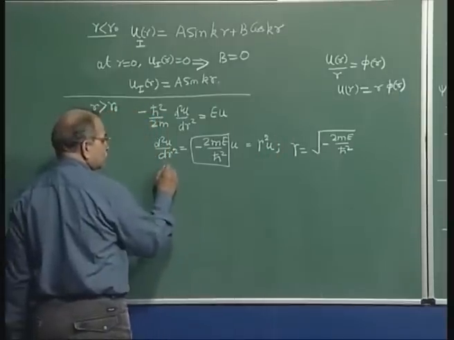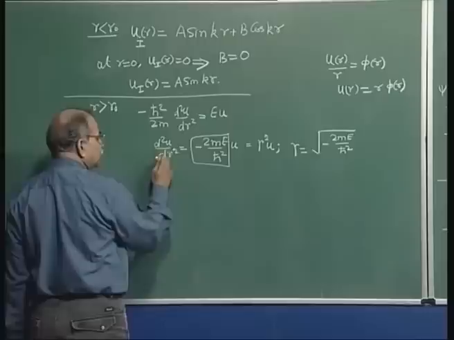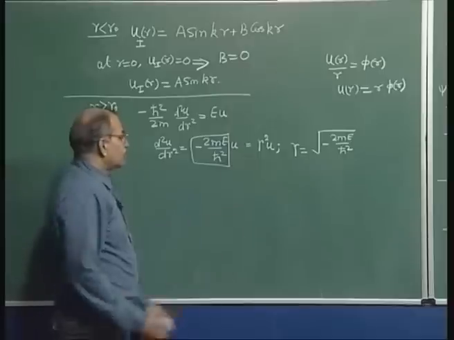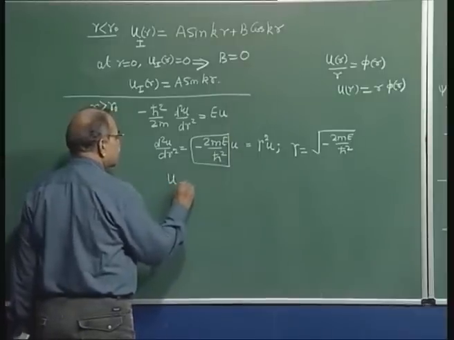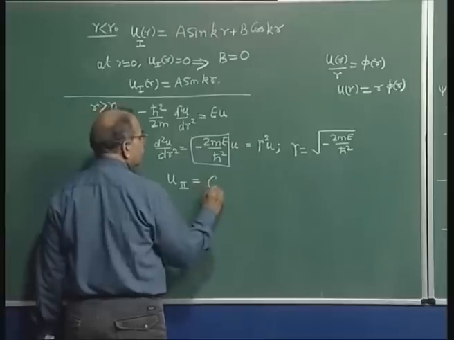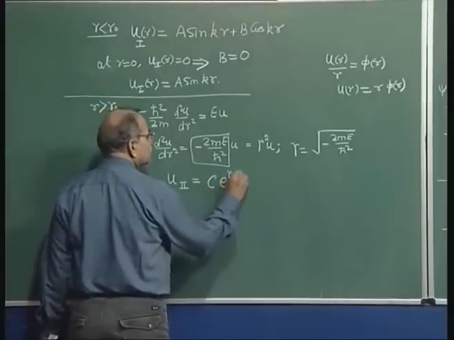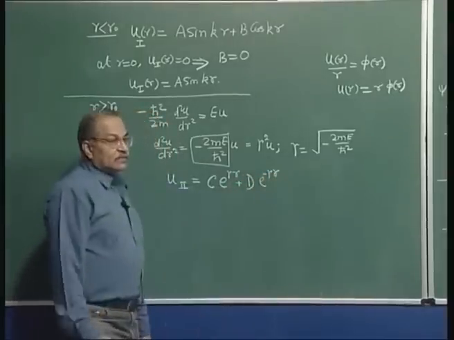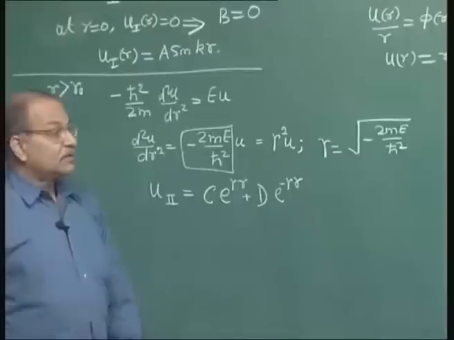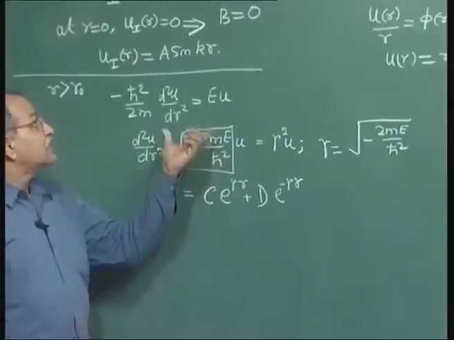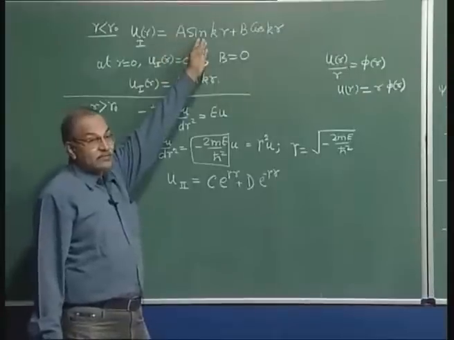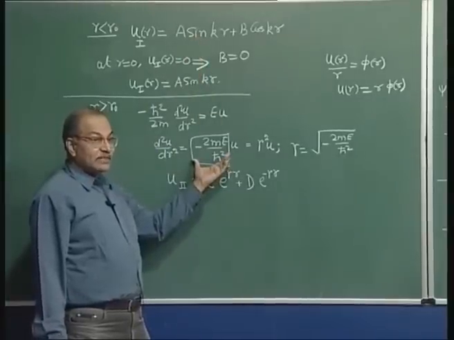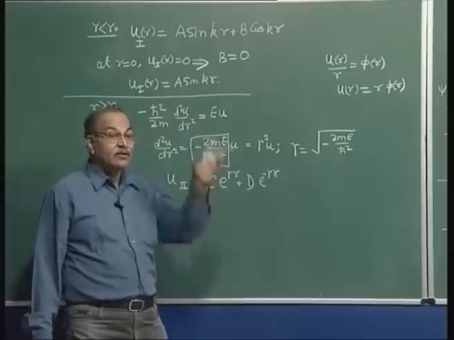Now this equation, I am sure you must be knowing, d2u/dr square equal to gamma square u, with gamma a real quantity and gamma square a positive quantity. The solution u for the second region will be some constant times e to the power gamma r plus some other constant times e to the power minus gamma r. Exponential, right. If this quantity was negative, as in the first case, it was oscillating sine and cosine, and if this quantity is positive, then it is not oscillating, it is exponential, decay or rise.